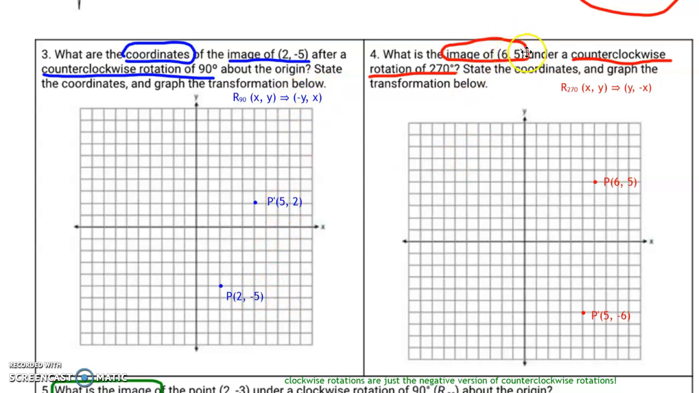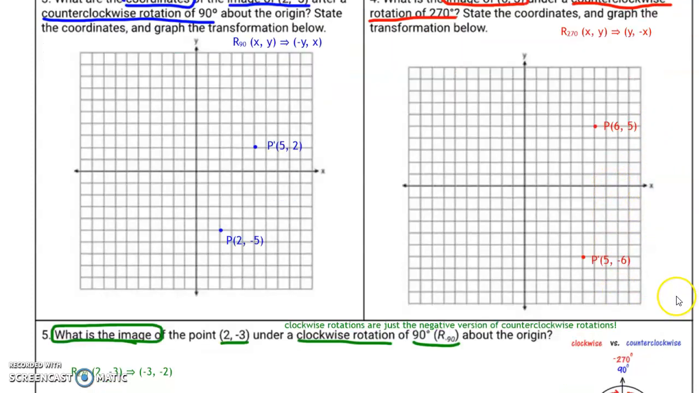What is the image of (6, 5)? Well, (6, 5) is here. That's the pre-image. The image is going to be what happens when I rotate it 270 degrees. Here's another rule that you have to remember. That's a rotation of 270. It's very similar to a rotation of 90, except in a rotation of 90, the y is negative. In a rotation of 270, the x becomes negative, or it flips its sign. So (6, 5) becomes (5, -6). That last number has to be the opposite sign of what it was before.